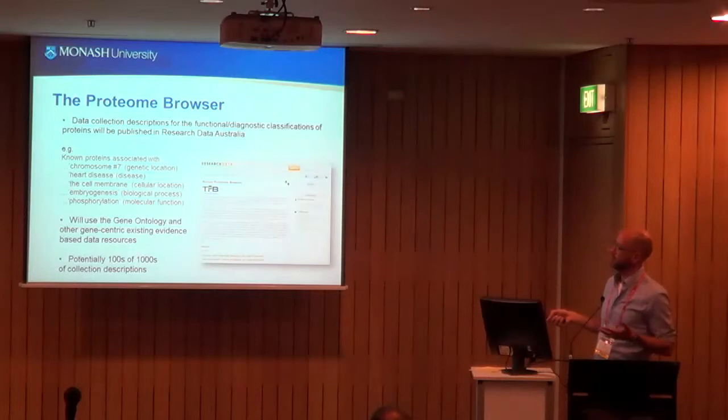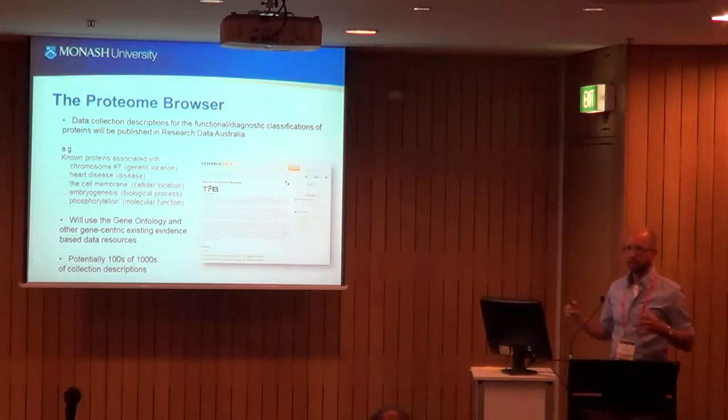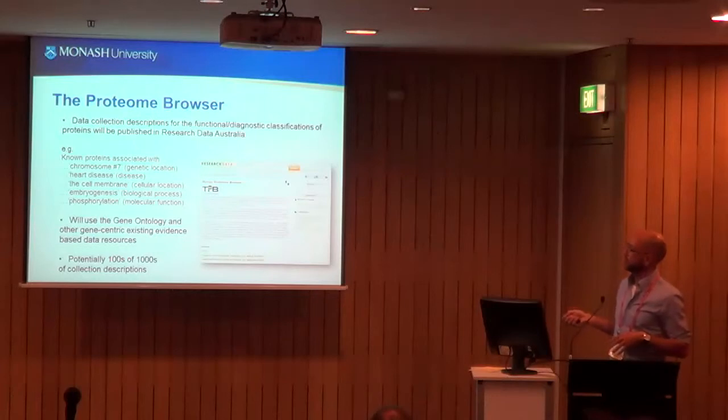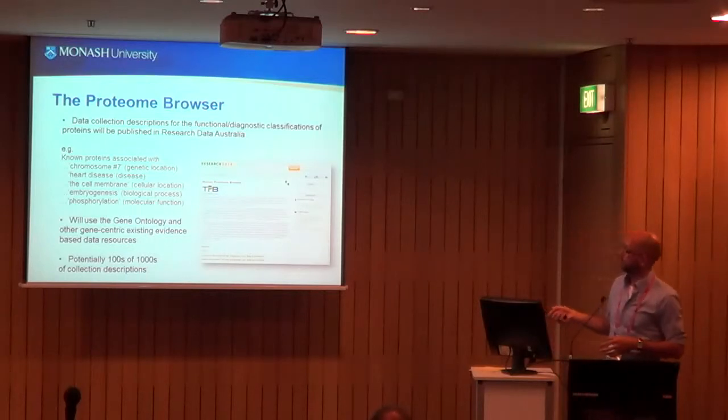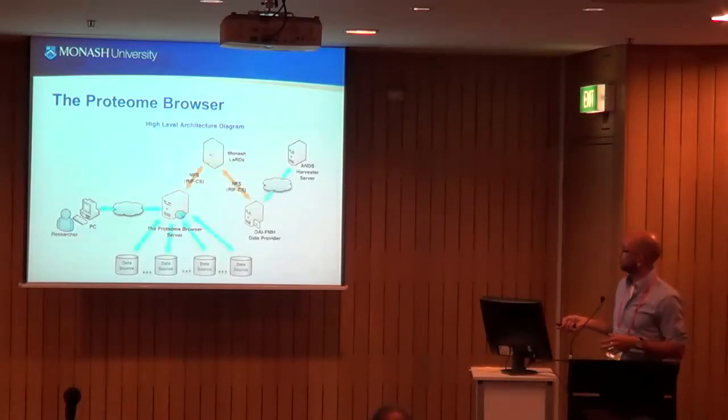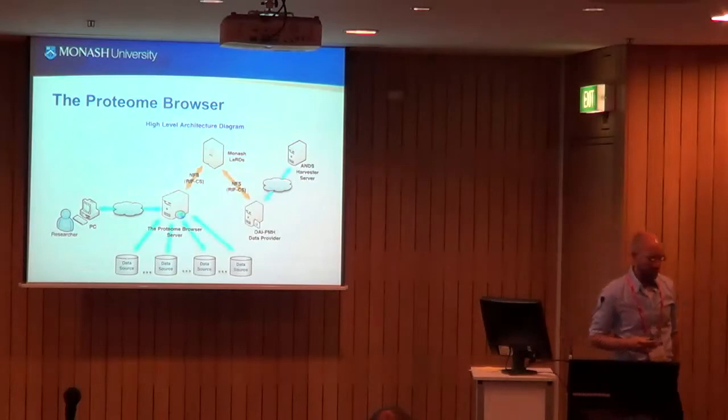If you know anything about this, it's going to use the gene ontology and other gene-centric existing evidence-based methods for classifying genes. There are potentially hundreds of thousands of collection descriptions that will be published into RDA, and the reason for doing this is that it makes the tool discoverable, because maybe someone's specifically looking for proteins involved in a biological process. So now I'm going to pass over to Anita.